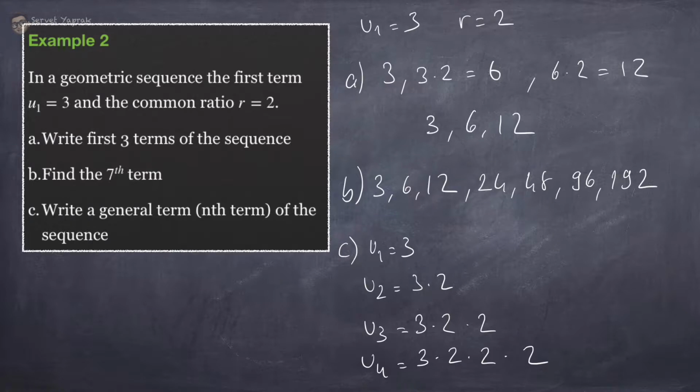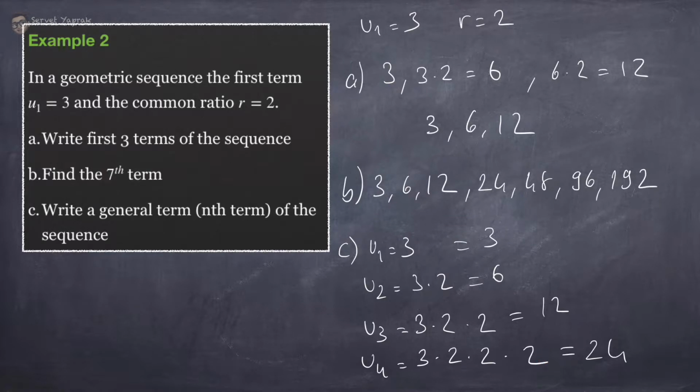So let's look at the numbers. The first one is 3, the second one is 6, the third one is 12, and this is 24. As you can see, there is a pattern here. The first term stays as it is. The second term is multiplied by 1 common ratio, 3 times 2 equals 6. The third term is multiplied 2 times by the common ratio. And the fourth term is 3 times common ratio, 3 times 1 common ratio, 2 common ratios, 3 common ratios.